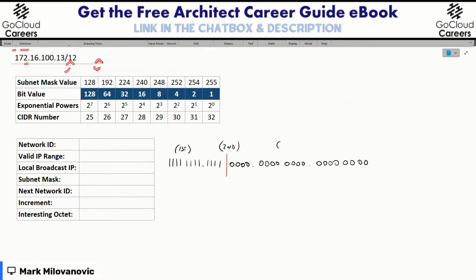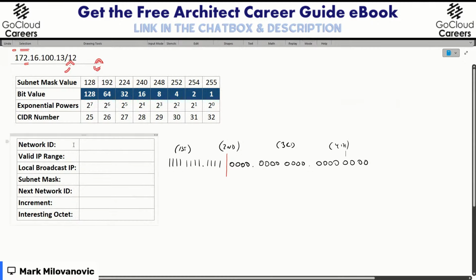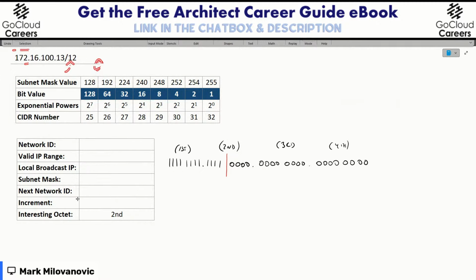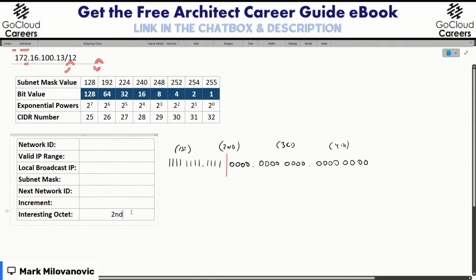Okay, so I'm going to put this up here so that we don't get confused. And fourth octet right here. So the first thing now I want to do, and we all kind of agreed on, my interesting octet is the second one. So I want to put that immediately in here. I don't want to forget this. This is very important. I don't want to get confused. So that's where I'm going to put it.